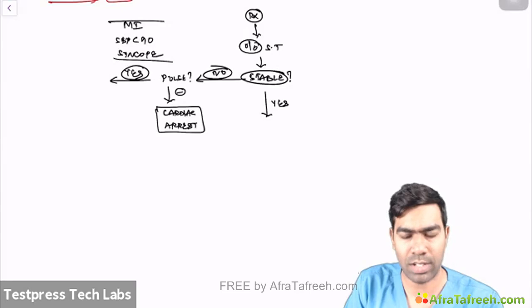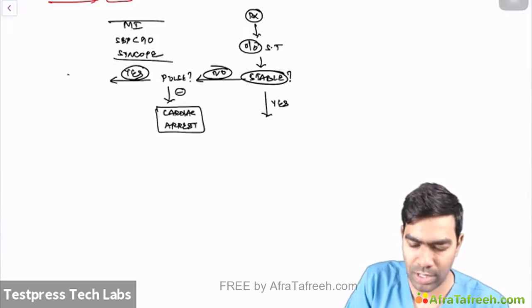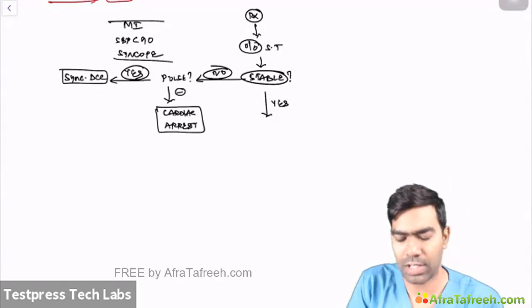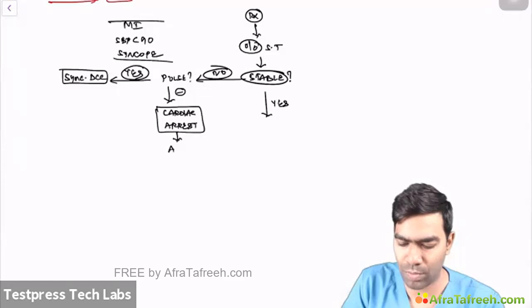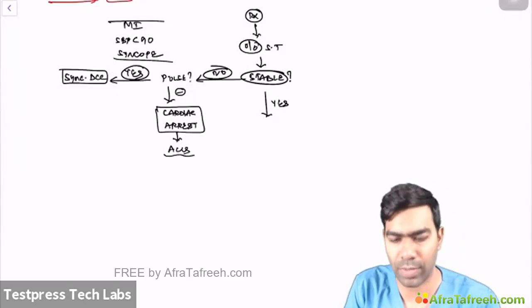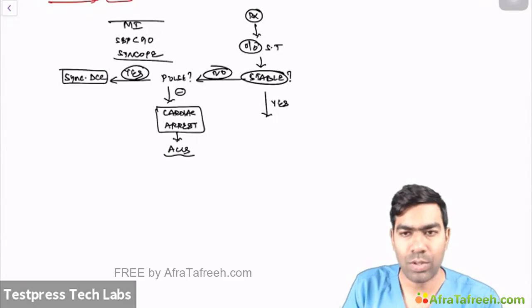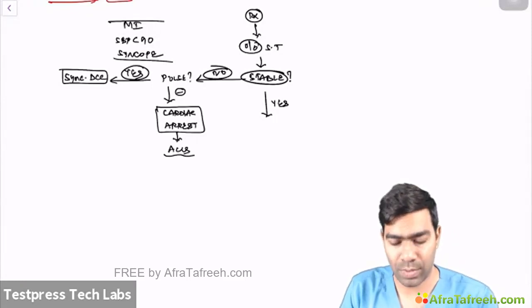If the patient is not stable, then you have to go for urgent synchronized DC cardioversion. That's really important. Cardiac arrest means you are going to follow the ACLS protocol, which we'll be discussing subsequently. So here you are going to do synchronized DC cardioversion.